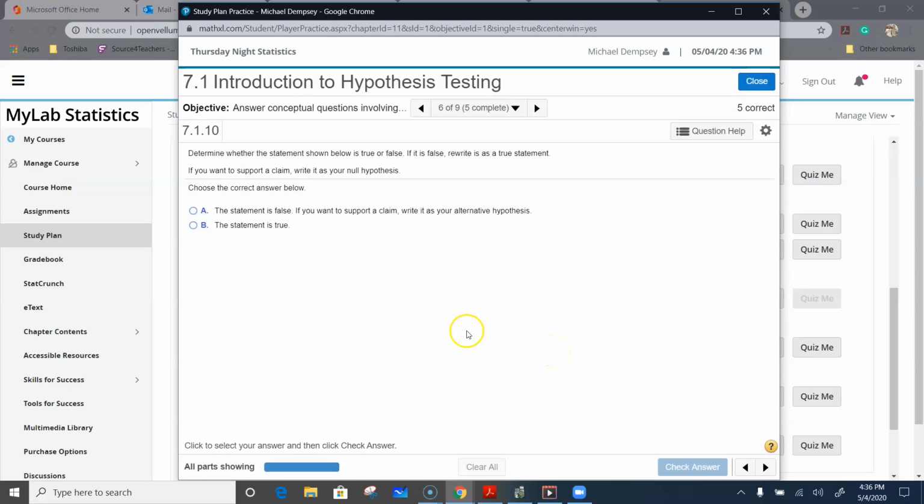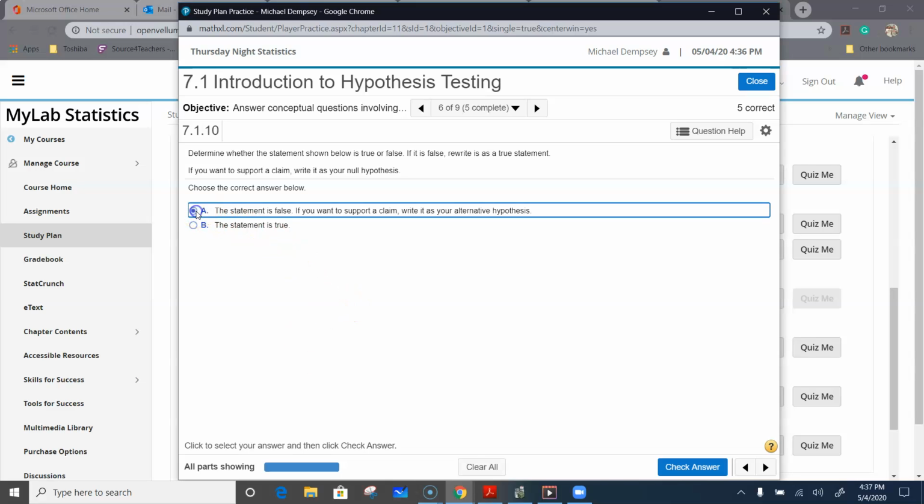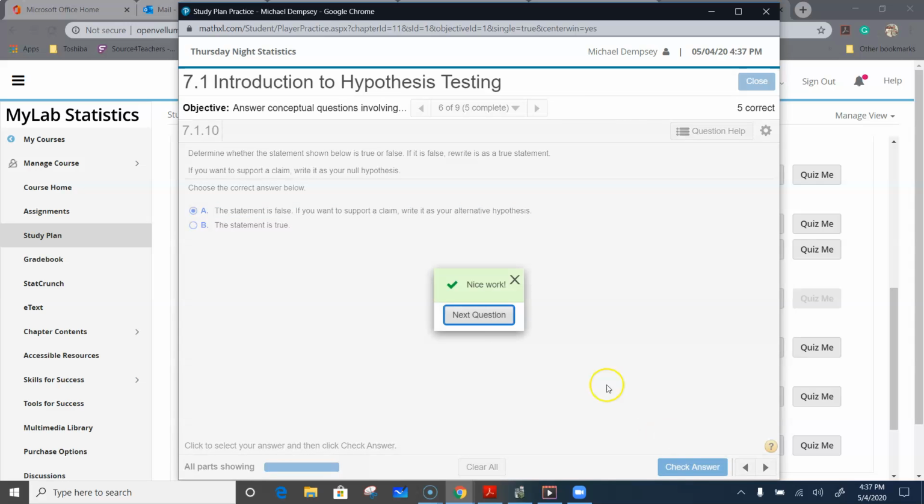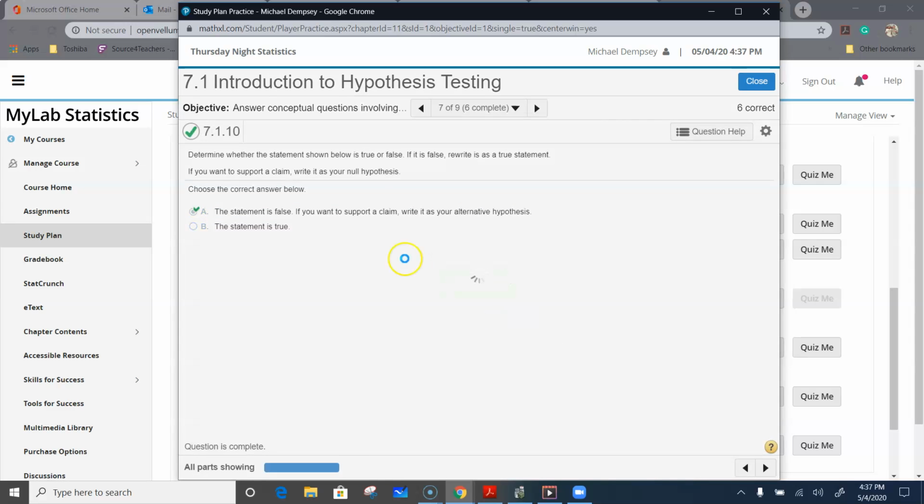Okay. If you want to support a claim, write it as your null hypothesis. So remember, if our null hypothesis is our claim, we're not really finding evidence to support it. We're just looking to see if there's evidence that contradicts it. So if we were trying to support a particular claim, we'd want that to be our alternate hypothesis.